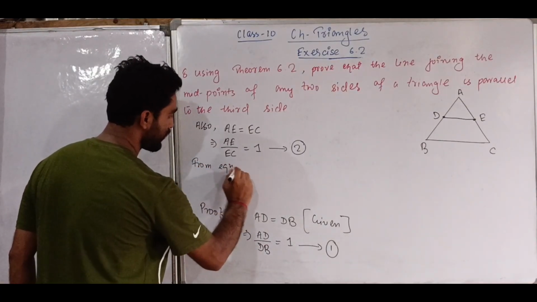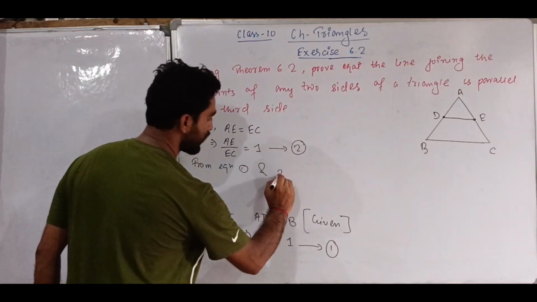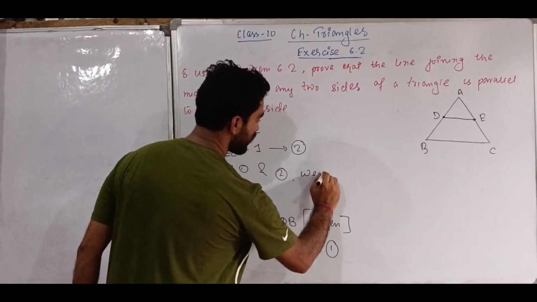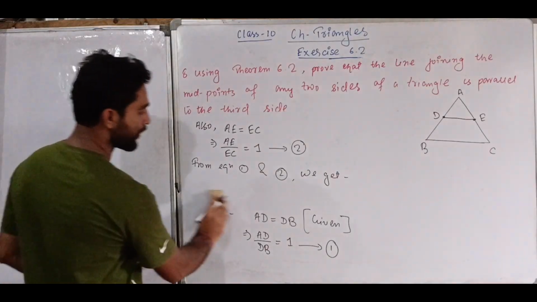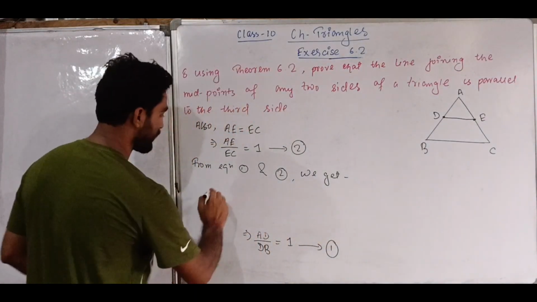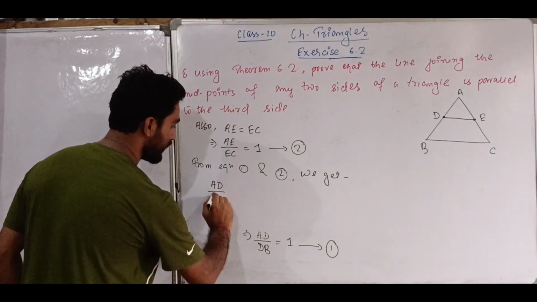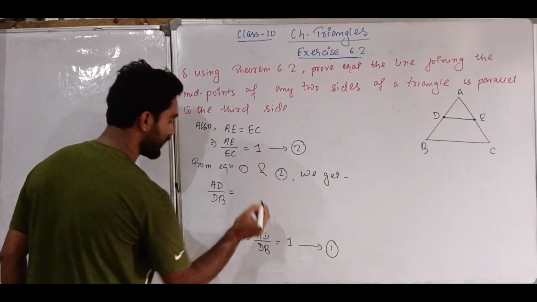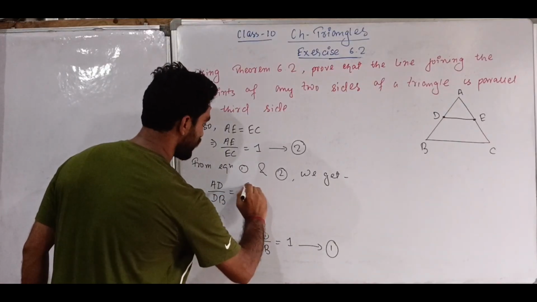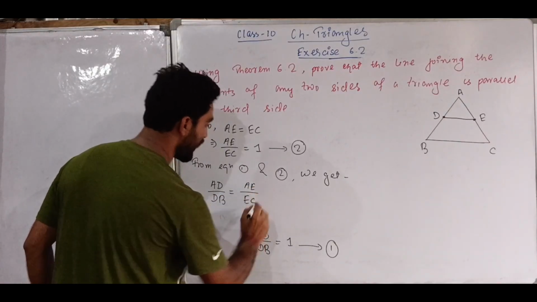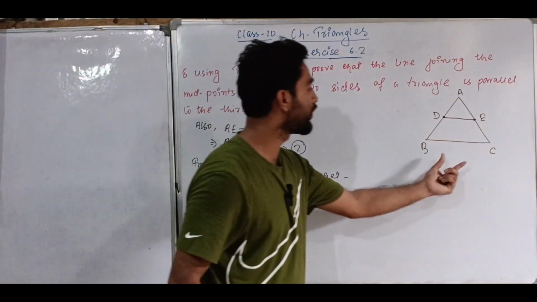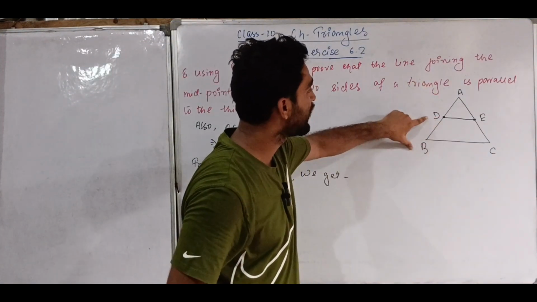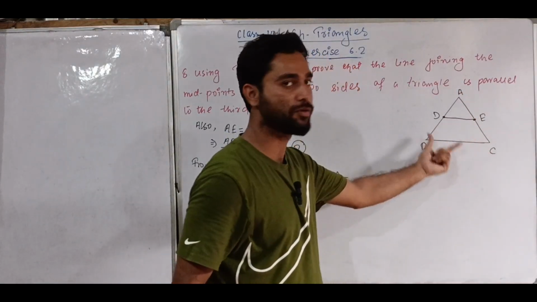So from equation 1 and 2 we get AD divided by DB is equal to AE divided by EC. Now you look at the diagram or figure. This AD divided by DB is equal to AE divided by EC, we proved.